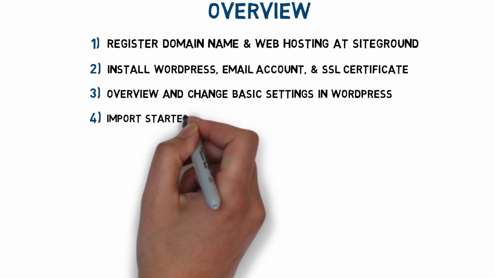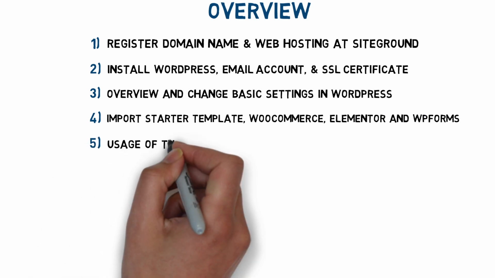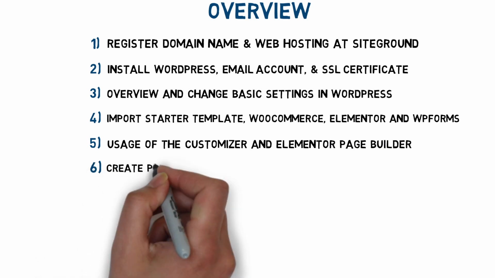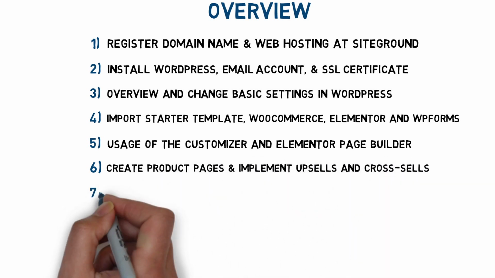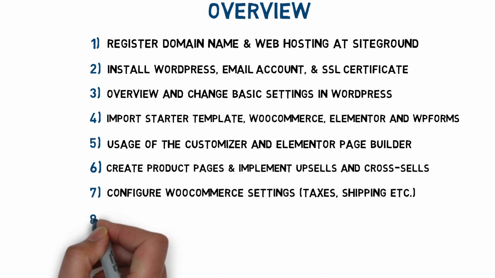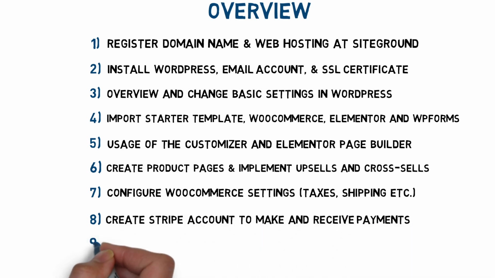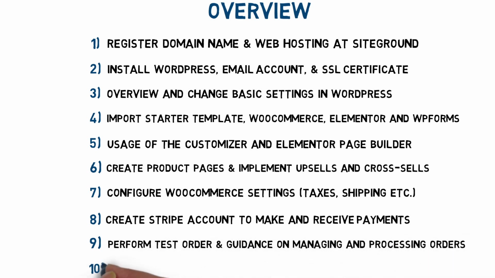Fourthly, we need to install Astra starter template, Elementor, WPForms and WooCommerce. Then I will guide you through the customizer and Elementor page builder and change the appearance of our digital product store. After that, I will show you how to create a downloadable product and how to implement upsells and cross-sells. Seventhly, we need to configure WooCommerce's basic settings, including taxes. Eighthly, create a Stripe account for making and receiving payments with WooCommerce. After that, we need to install and configure PDF Invoices and perform a test order. And at last, we have a quick summary of this tutorial and a conclusion.